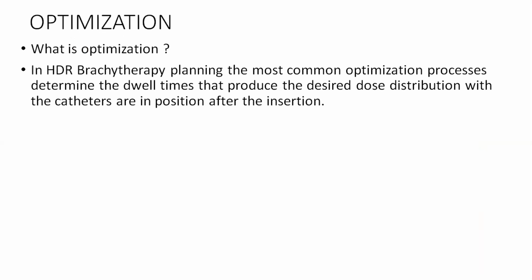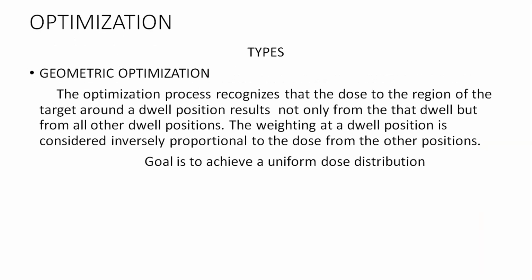What is optimization? In HDR brachytherapy planning, the most common optimization process determines the dwell times that produce the desired dose distribution with the catheters in position. So you can do a geometric optimization, to give a uniform dose distribution around your target volumes.